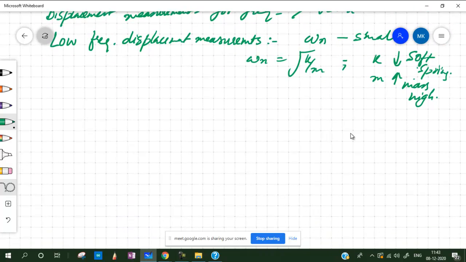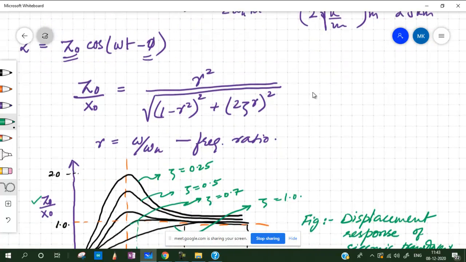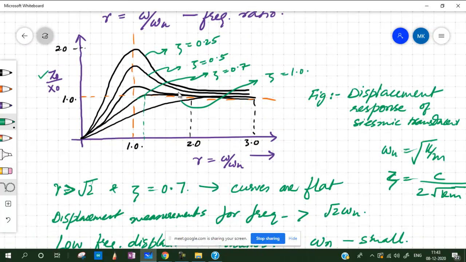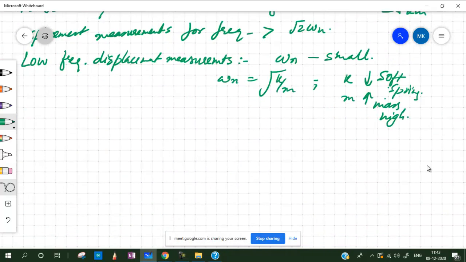ठीक है, so this device is useful for, let's say, displacement measurements of the vibrating instruments, obviously, but with this constraint that the damping ratio has to be like this and the frequencies have to be very high, then only we'll have a flat curve, which would mean that the output of the transducer would be nothing but z naught by x naught would be equal to 1.